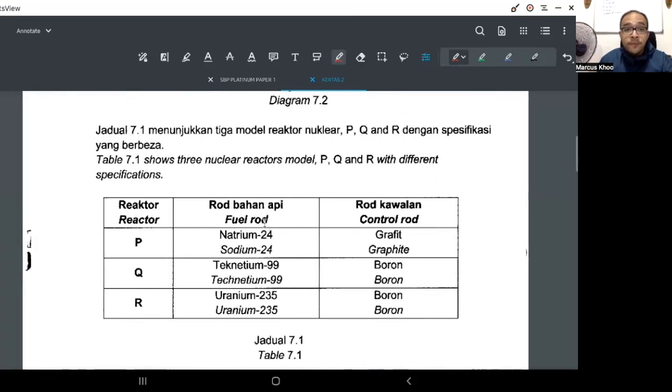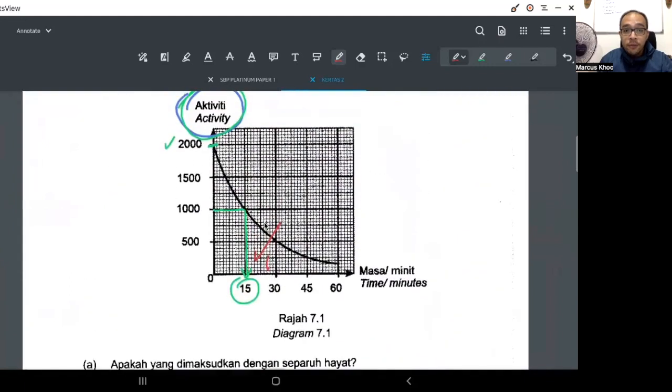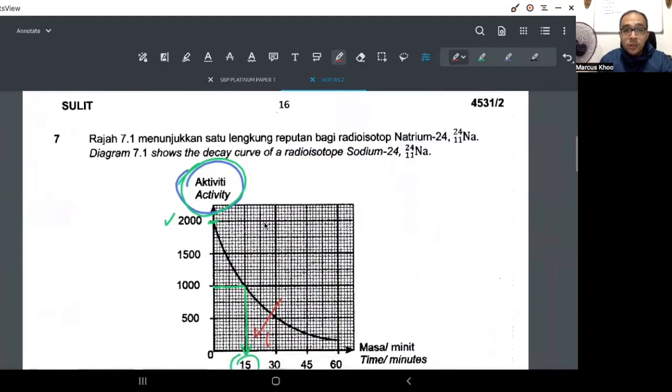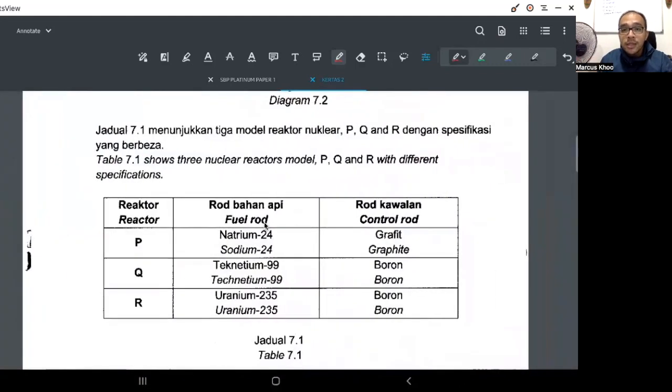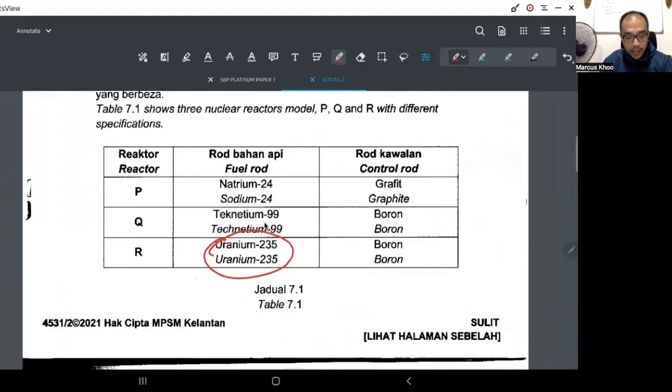Why uranium? Because it has a longer half-life. Usually uranium is associated with a longer half-life. Whereas sodium, the half-life is only 15 minutes. Every 15 minutes, it's going to reduce by half. That means it will run out quickly, which we don't want. If it runs out quickly, every time you have to keep refueling. So we want uranium 235, because it has a longer half-life, or lasts longer. Either one of these will be fine.